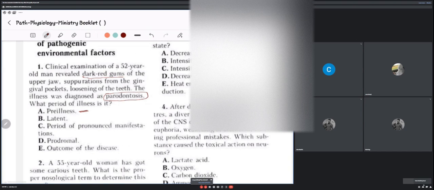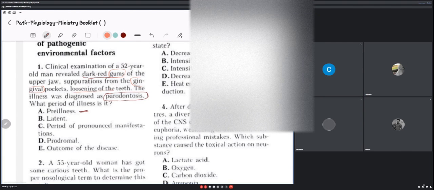First of all, look at the features that we're given. They said there's revealed dark red gums of the upper jaw, suppuration. The location is what on the jaw, isn't it? On the gums, I mean, of the upper jaw. Then suppurations of the gingiva. This is still about the gums. And of course, the teeth are attached to the gums, and then there's loosening of the teeth.